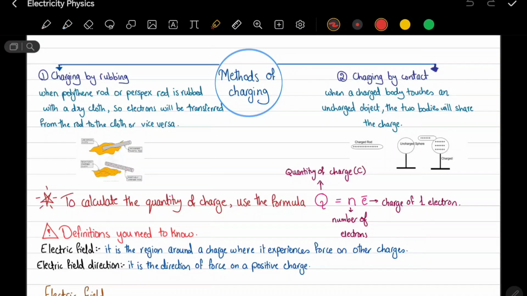Moving on to the methods of charging, we have two methods. The first one is charging by rubbing, and the second one is charging by contact. Charging by rubbing: when a polythene rod or a perspex rod is rubbed with a dry cloth, electrons will be transferred from the rod to the cloth or vice versa.